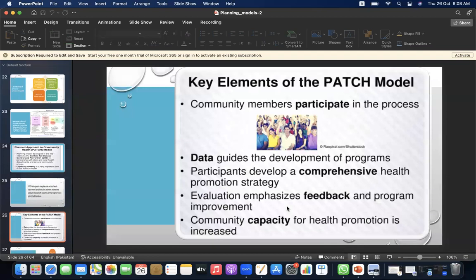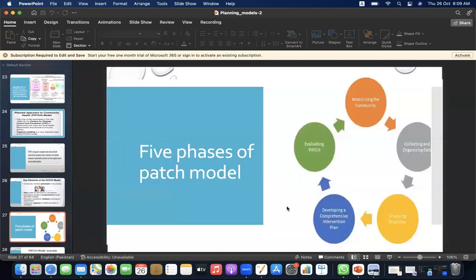The key elements of the PATCH model: community members participate in the process. Data guides the development of a program. Participants develop a comprehensive health promotion strategy. Evaluation emphasizes feedback and program improvement. Community capacity for health promotion is increased. There are 5 phases of the PATCH model. These are mobilizing the community, collecting and organizing data, choosing priorities, developing a comprehensive intervention plan, and evaluation.